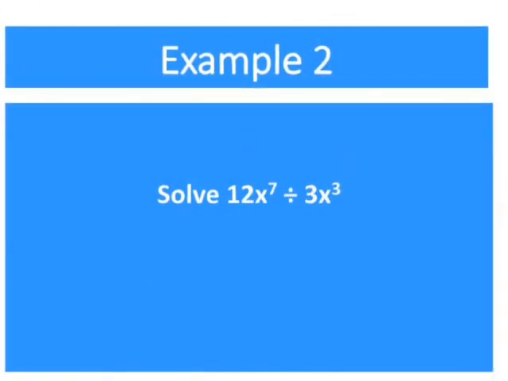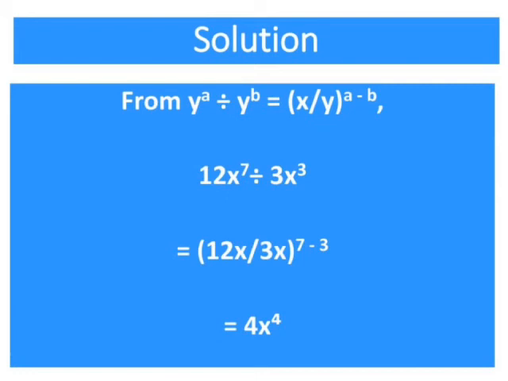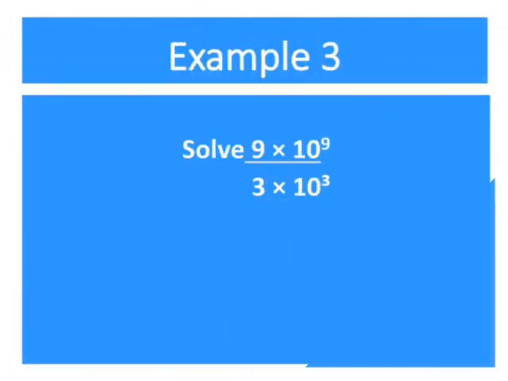Now let's go to example 2. Solve 12s^7 divided by 3s^3. Solution. From our law, y^a divided by y^b equals s over y^(a-b). We have 12s^7 divided by 3s^3 in our question. Therefore, applying the law above, we have 12s divided by 3s raised to power 7 minus 3, equal to 4s^4.